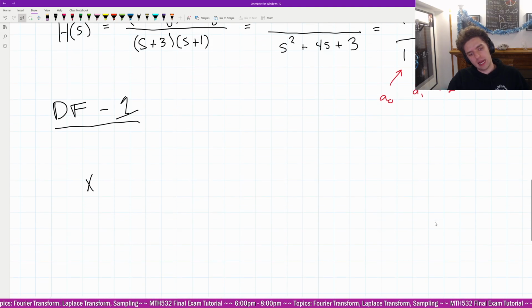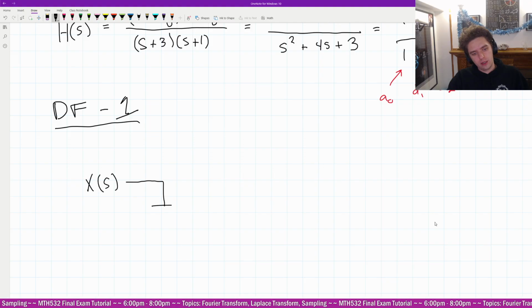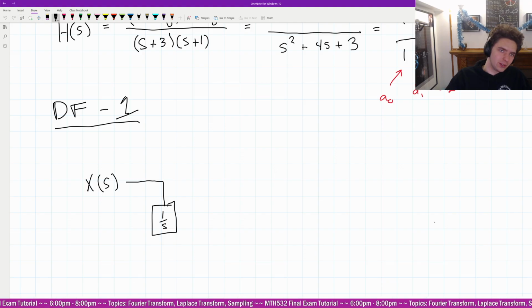So we start with our signal x of s. Transform. Then we're going to run this into an integrator, 1 over s. And the thing I always forget is, do the a's go on the right side or the a's go on the left side?